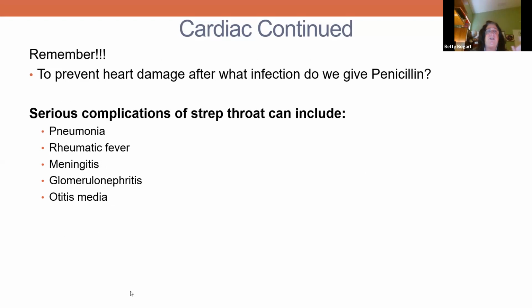Now, we mentioned the glomerulonephritis, we mentioned the rheumatic fever, but anything in the upper airway can be affected. So it can go into the ears, right? And it can go into the lungs, and it can go into the blood system up to the brain. So all of these things can happen from a strep throat.